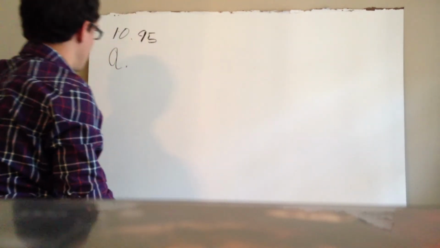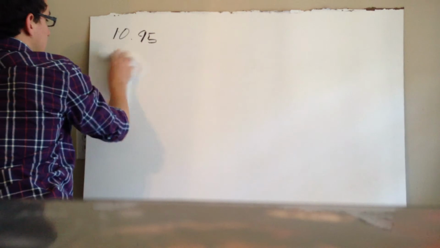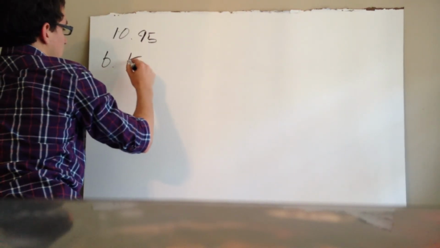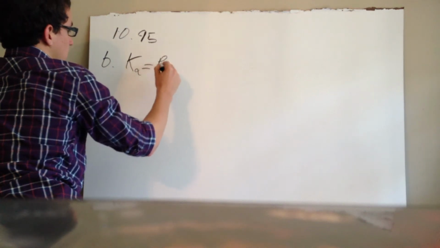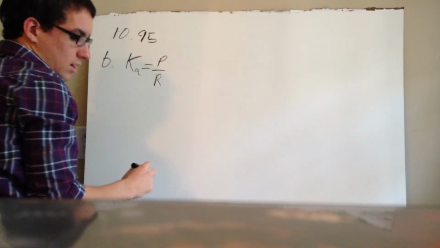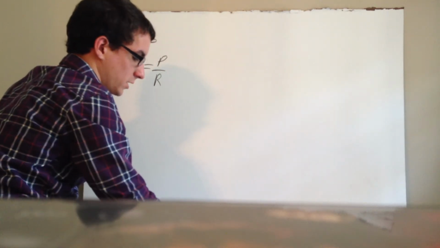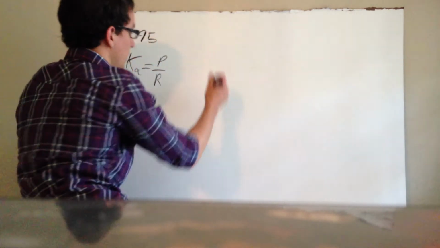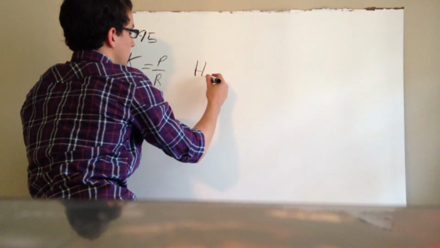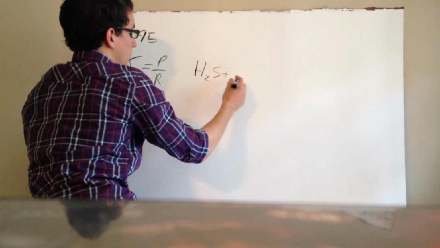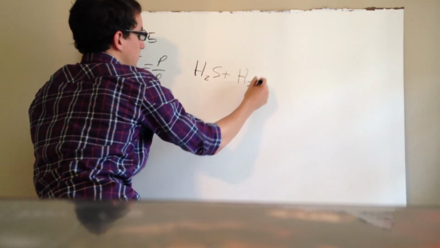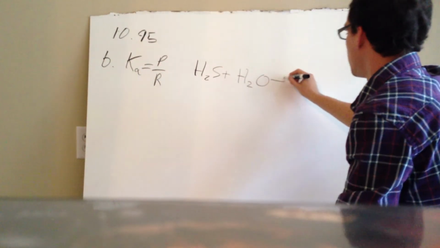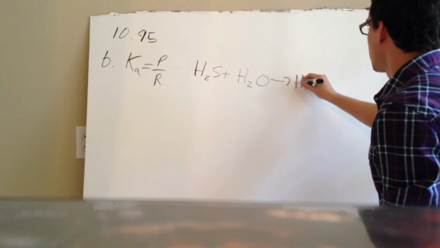What is the Ka expression? Okay, so for acids and bases, the Ka is kind of like Kc, except it's with acids and bases. So whenever you're not given the formula, you're going to want to assume that it's in water. So this is our chemical equation here. We have H2S. You're going to want to assume it's in water, so it'll be plus H2O. And then it'll be H3O plus.